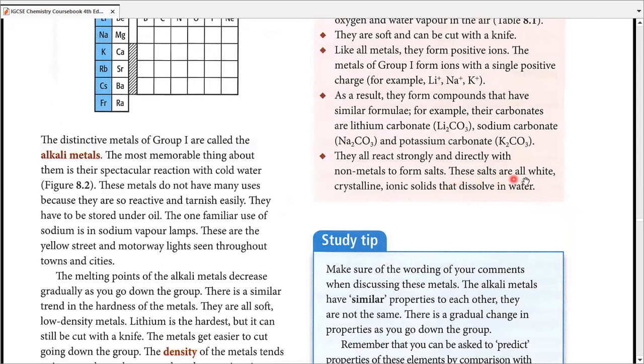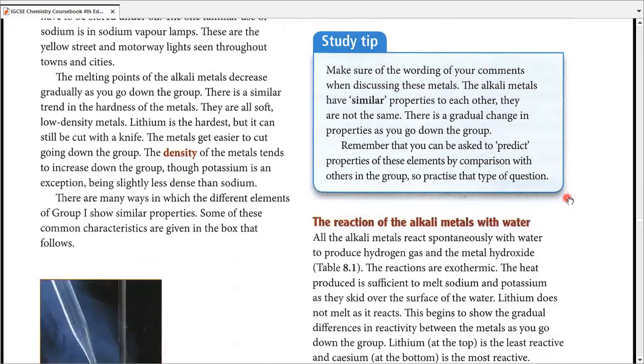Now, they all react strongly and directly with nonmetals to form salts. Their salts are all white, crystalline, ionic solids that can dissolve in water. There are more physical and chemical properties over here.